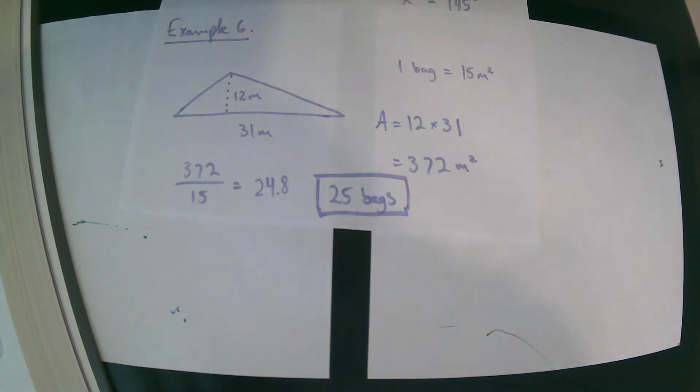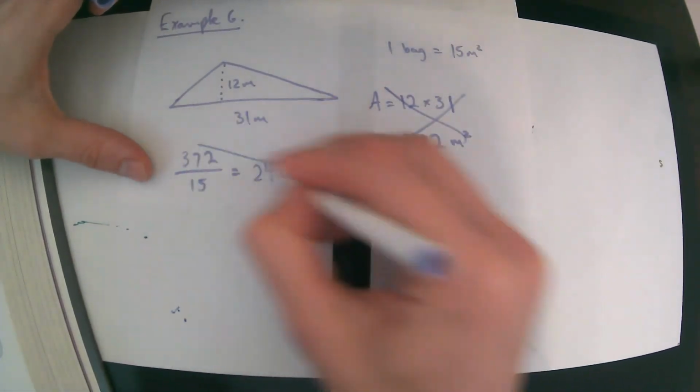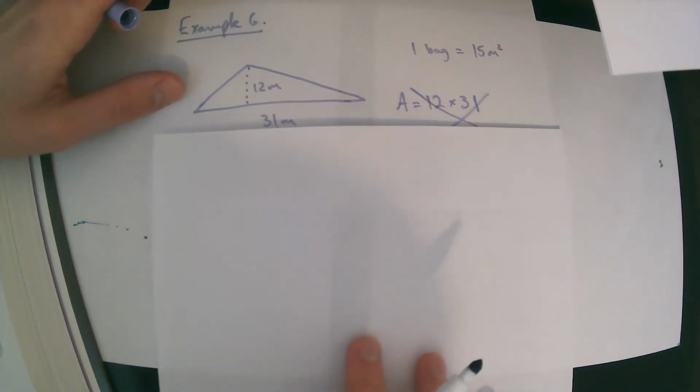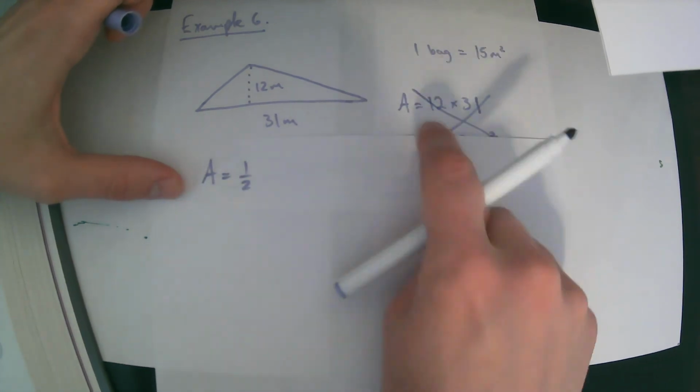Oh my goodness, I messed this problem up, didn't I? Look at me, oh God, and I can't even edit it out. Oh no, you're all gonna know. Okay. The area of a triangle is 1/2 base times height, not just base times height.